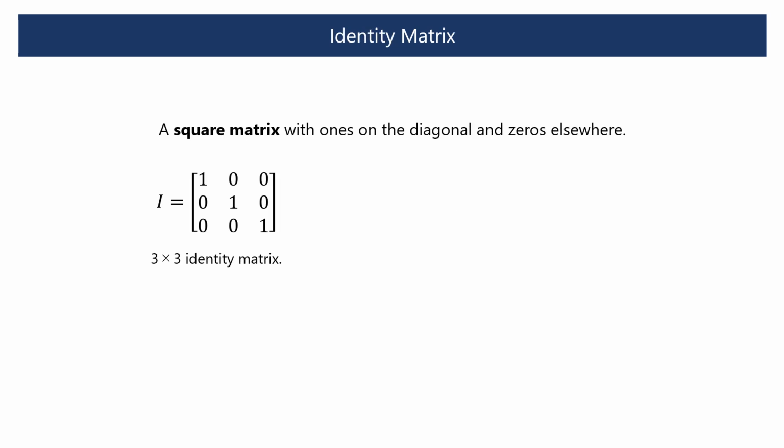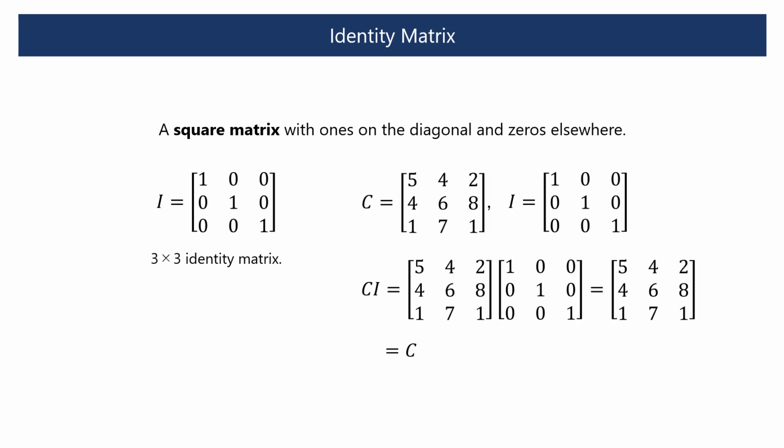An identity matrix is a square matrix with ones on the diagonal and zeros elsewhere. That is, all elements from the top left to the bottom right are ones. Other elements are all zeros. Identity matrices are typically represented by I. This is an example of a 3 by 3 identity matrix. Multiplying a matrix by the identity matrix does not change the original matrix. It is similar to multiplying a number by 1.